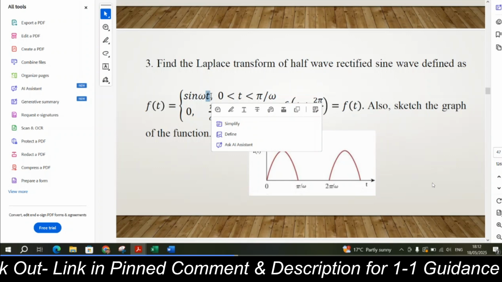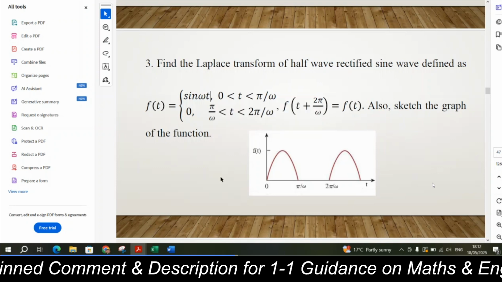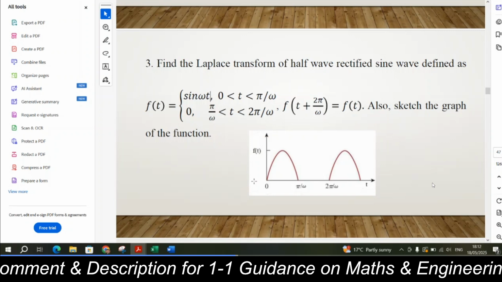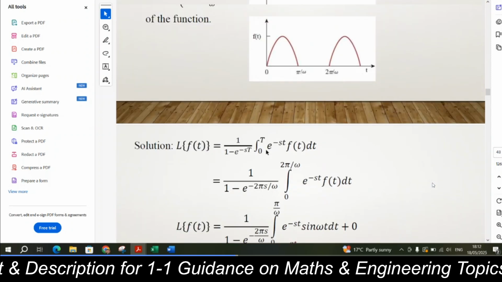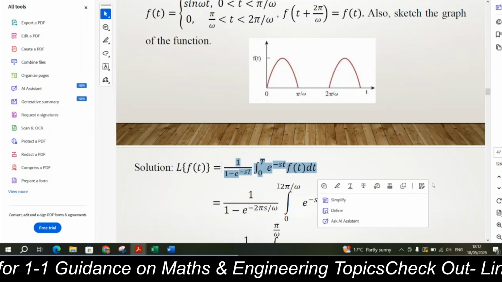Correct? Even if you substitute over here in the place of t, if you put half into pi by omega, you get pi by 2. Am I correct? Yeah. And sine pi by 2 is 1. Is it clear? Okay.